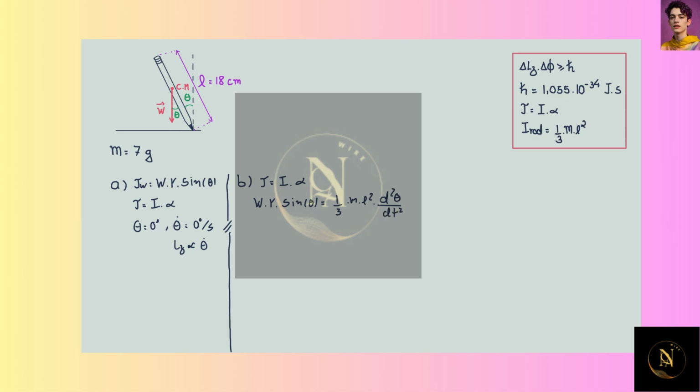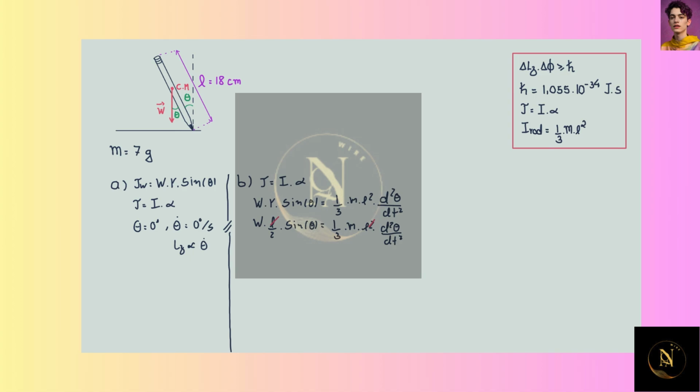Now notice that if the pencil is a uniform rod, then the distance between the tip and the center of mass is just L over 2. So r is equal to L over 2, and we can write this equation as the weight force times L over 2 times the sine of theta is equal to 1/3 times the mass times L squared times d squared theta dt squared. As you can see, we can already simplify L on both sides.